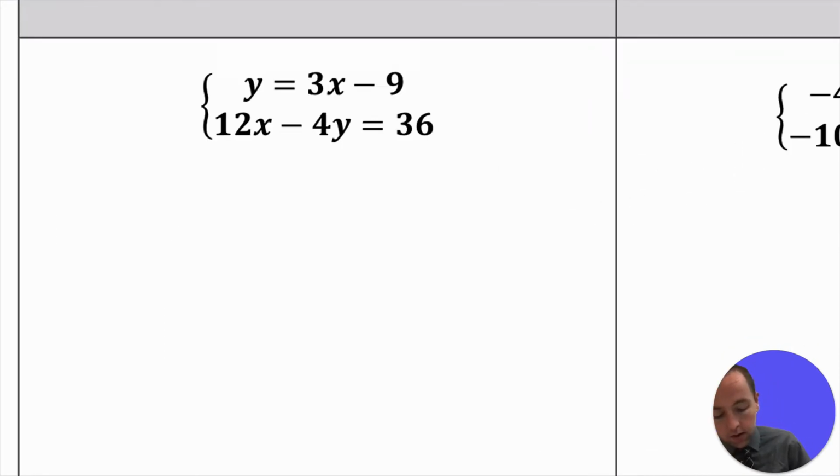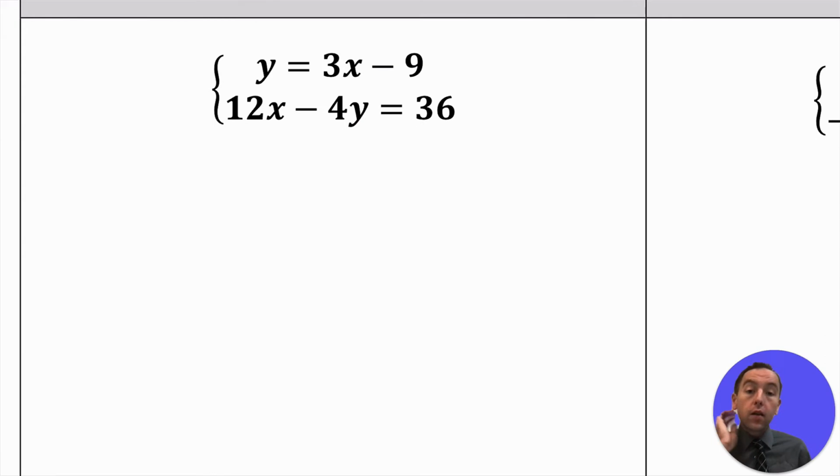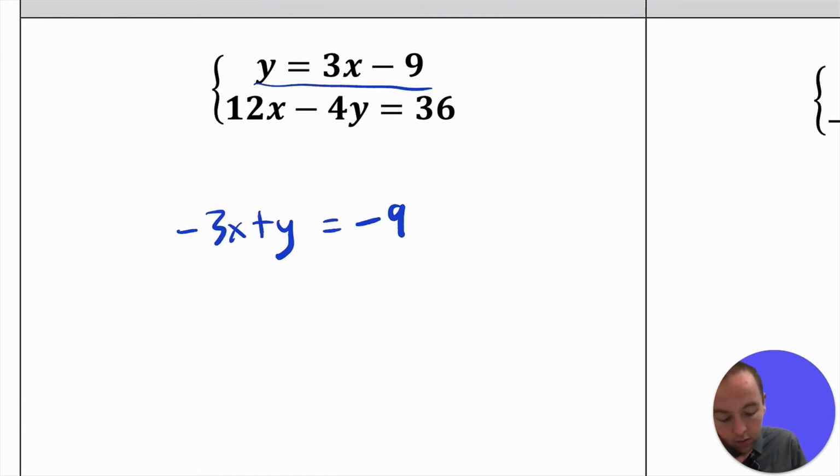So seeing what that looks like when we use the elimination method is really important to recognize. Let's go ahead and solve these particular systems using the elimination method, and we will get some special cases with these examples. With this first one, if we use the elimination method, it's nice to get these equations into standard form. So I'm going to rewrite that first equation as negative 3x plus y equals negative 9. The second equation, I'll keep as is, so 12x minus 4y equals 36.